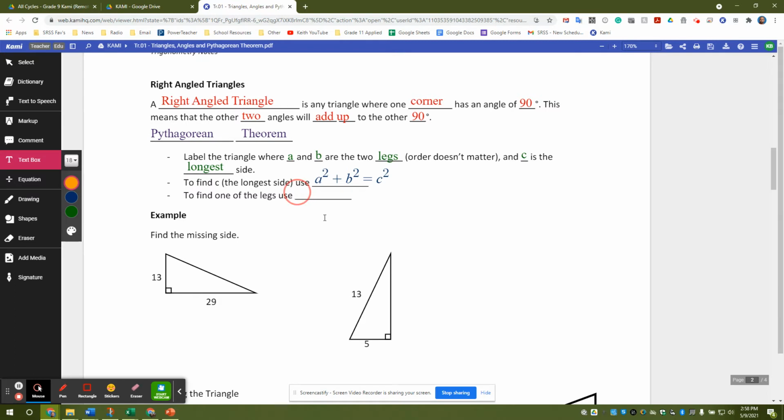The other way is if we need to find one of the legs. In this case, you'll notice the second triangle. We're given the long side, the hypotenuse is 13, and we know that one of the legs is 5. We want to find the other one. We need to rearrange our formula a little bit. So if we want to try to find b squared, it is equal to c squared minus a squared.